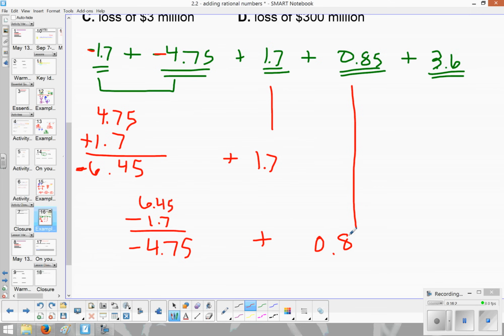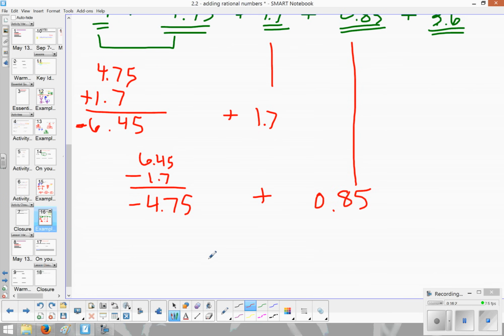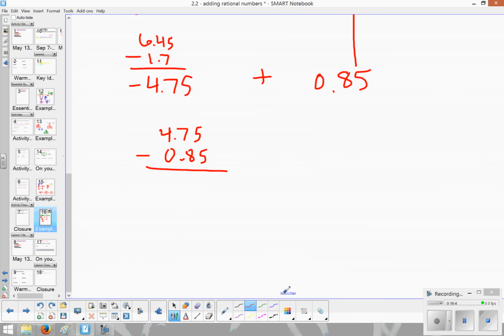Now, again, the signs are different. One's a negative, one's a positive. So what I have to do this time again is subtract. So I'm going to take my 4.75 and subtract it from 0.85. Notice I'm not afraid to show all my work. So please make sure you show all your work on your homework. I'm going to expect there's a lot of work for your homework when I check. So 4.75 minus 0.85 gives you a total of 3.9.